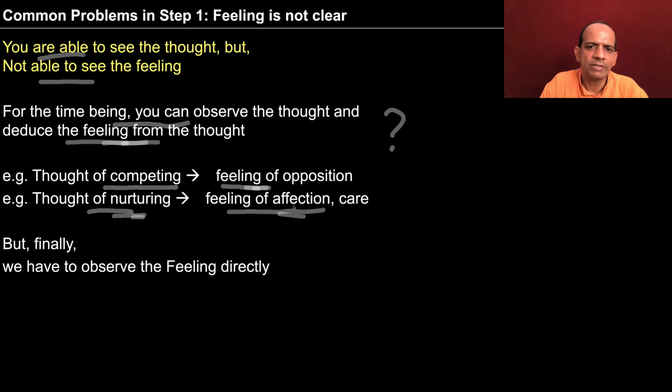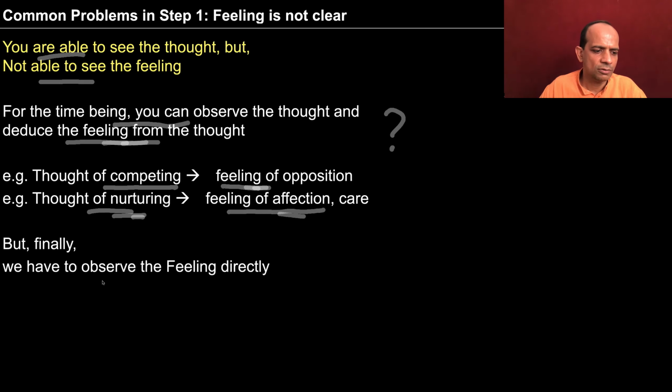You are thinking of taking revenge from the other, then there is some opposition involved there, isn't it? There's a feeling of opposition. You are feeling grateful for the other, then of course there is a feeling of relationship here. So this way you can make out, you can conclude, you can deduce what is the feeling that is guiding your thought, isn't it?